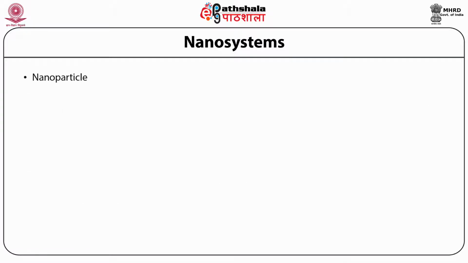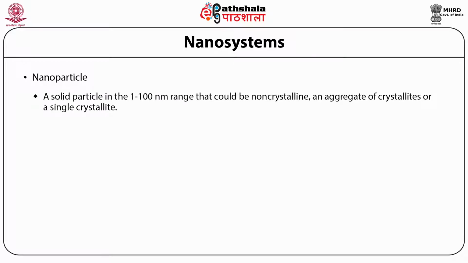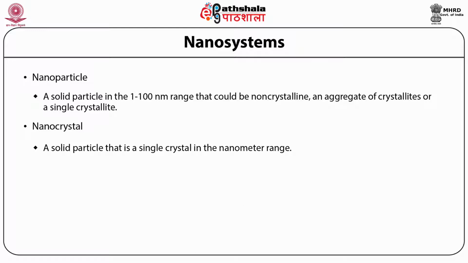Next is nanoparticle: a solid particle in the 1 to 100 nanometer range that could be non-crystalline, an aggregate of crystallites, or a single crystallite. The last type is a nanocrystal. A nanocrystal is nothing but a solid particle that is a single crystal in the nanometer range.